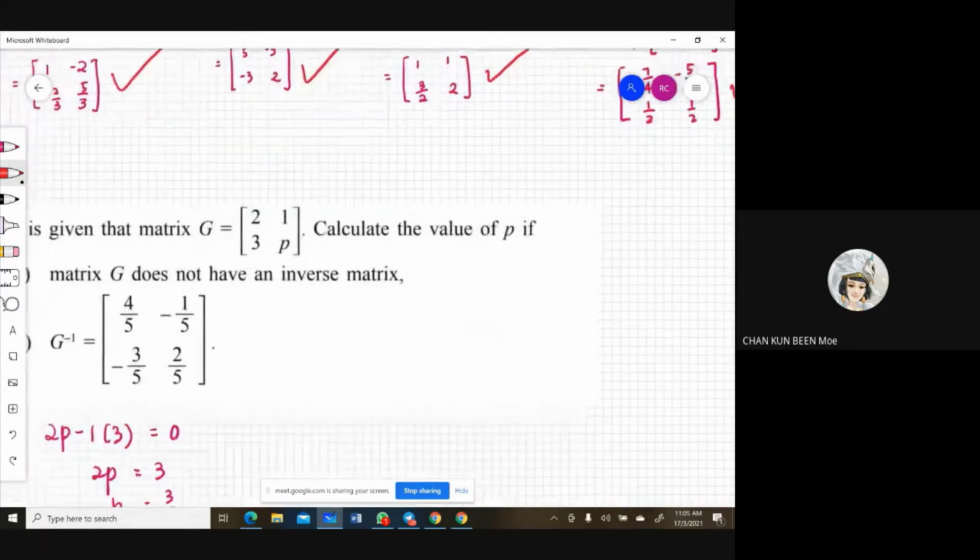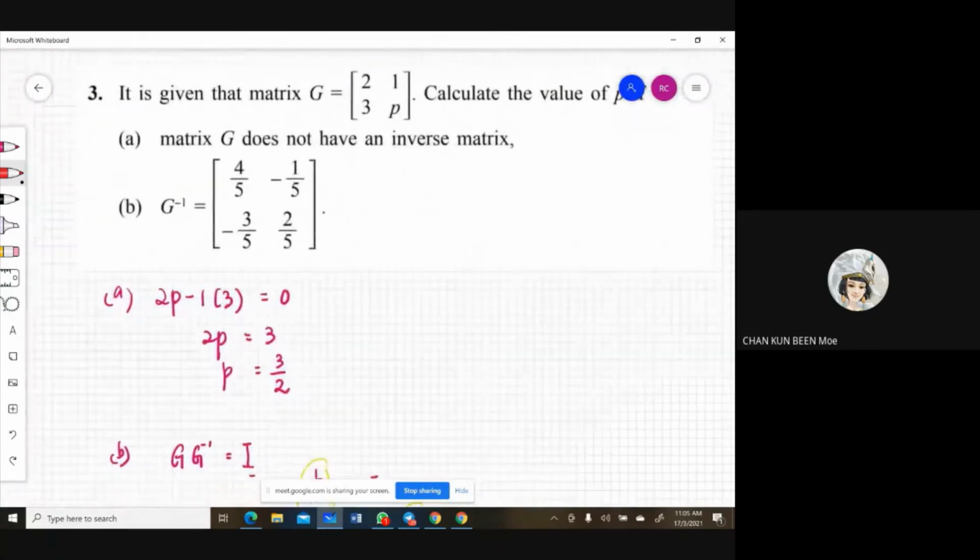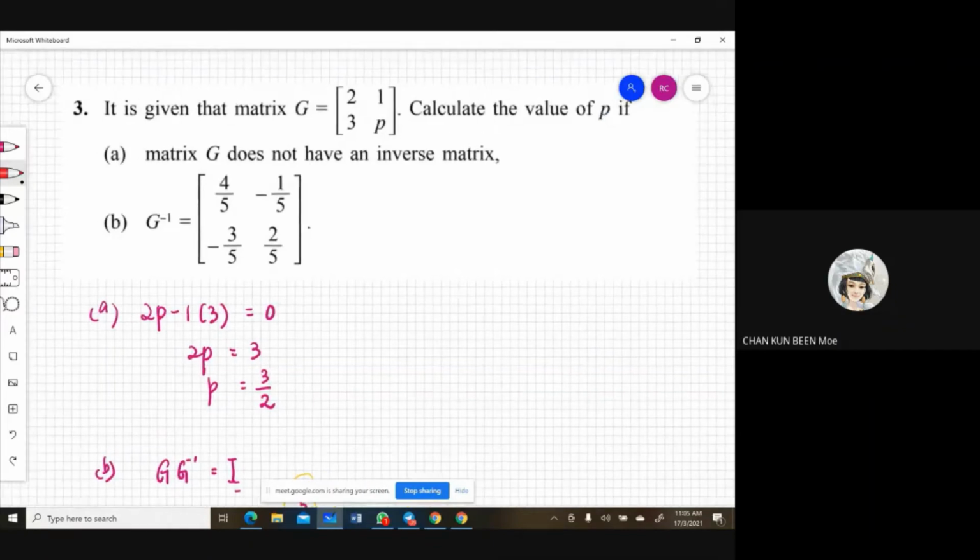Okay, we move to question number 3. It is given that matrix G equals 2, 1, 3, P. Calculate the value of P if A, matrix G does not have an inverse matrix. If it does not have an inverse matrix, the determinant is equal to 0. The determinant for G is equal to 0.